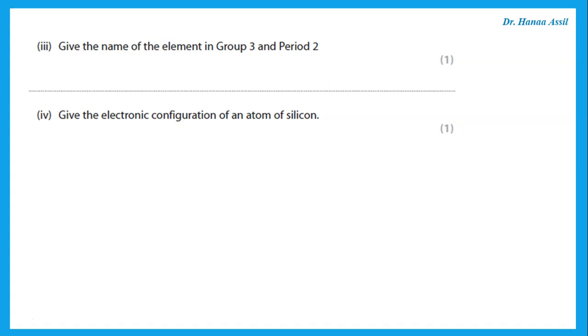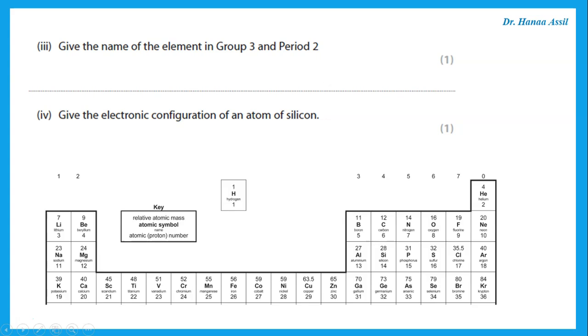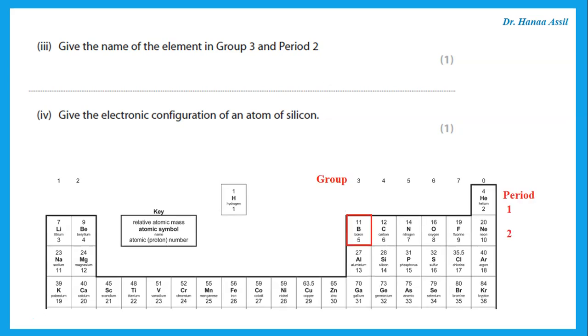Give the name of the element in group 3, period 2. So we look again at the periodic table. Where is the group and where is the period? Of course, the group is the vertical column, so that's group 3. Now, where is the period? Remember, we count periods starting from helium, not from lithium. So helium is period 1. We're looking for something in period 2, group 3, that is boron.